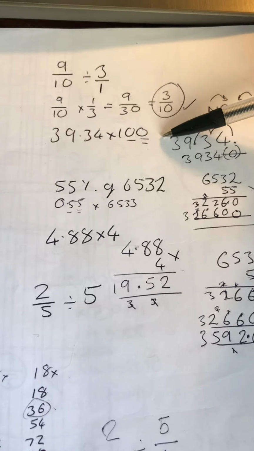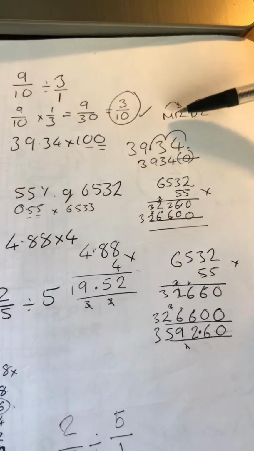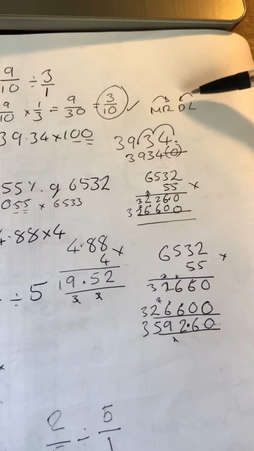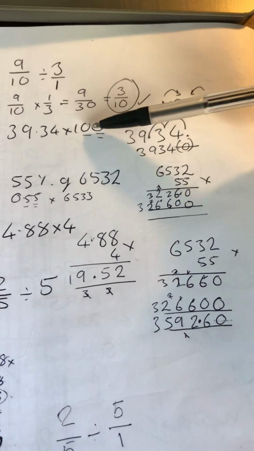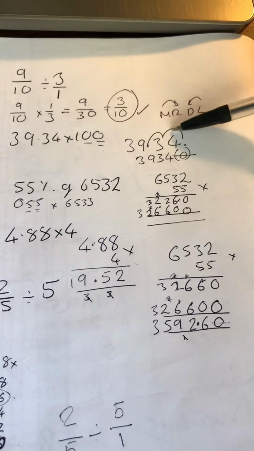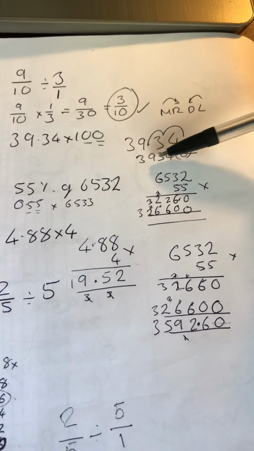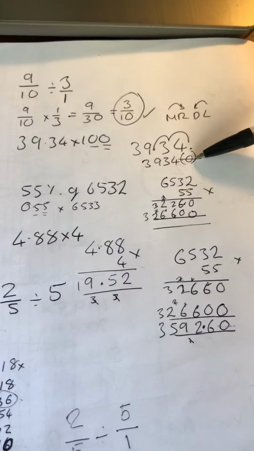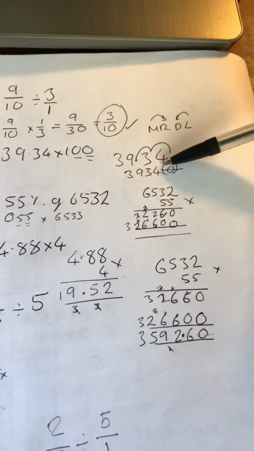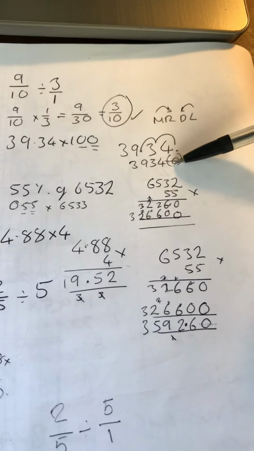Then we had 39.34 times 100. I used Mr. DL, multiply to the right, divide to the left. Had my decimal point, it's timesing, jumping to the right, 2 places to get 3,934. You might have put 0.0, but the point that I explained earlier, and we'll say again, is that the 0.0, it's got no value, so I don't need to put it.